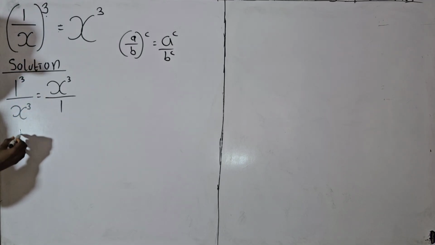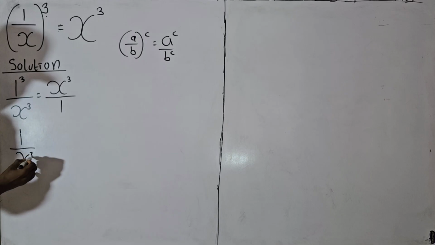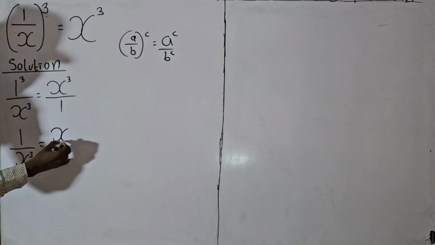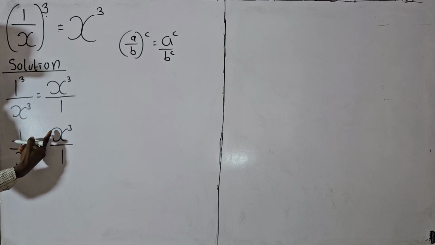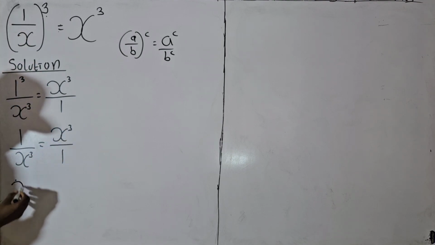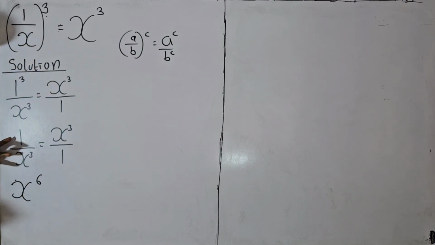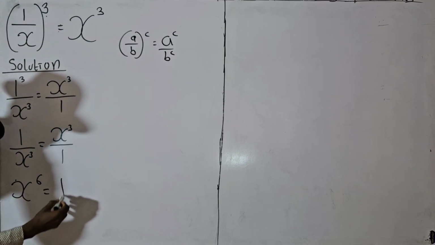So I'm going to have 1 over x raised to the power of 3 equals x raised to the power of 3 over 1. Here we have two fractions separated by an equals sign. What do you do? You take the cross product, right? So I'm going to have x raised to the power of 3 times x raised to the power of 3. That will give us x raised to the power of 6. And 1 times 1 will give us 1. So this will be equal to 1.